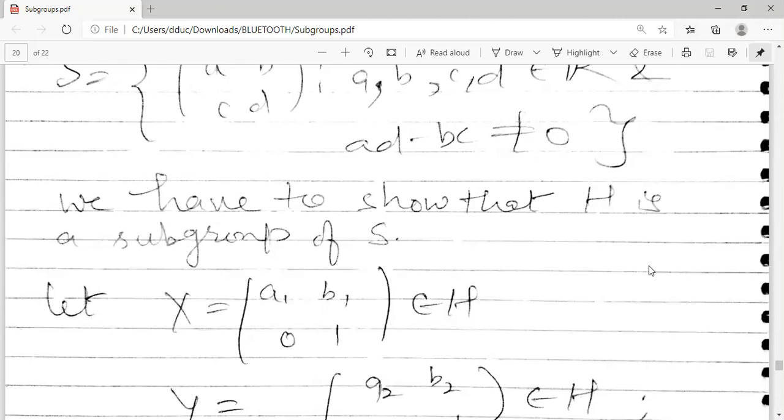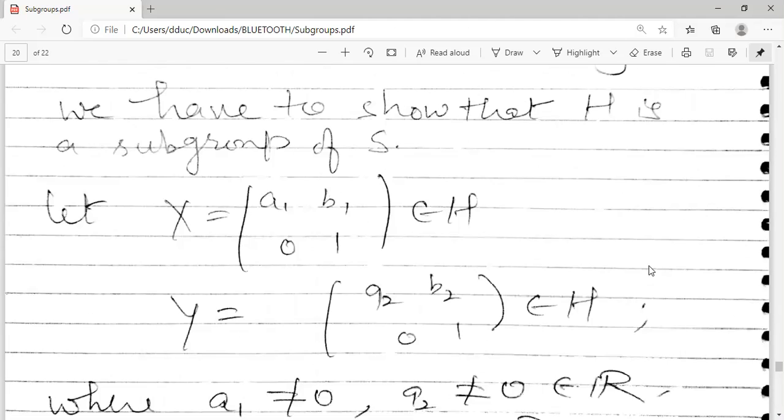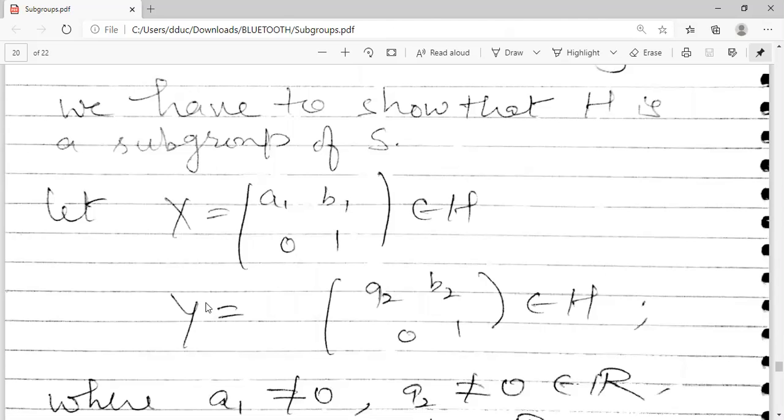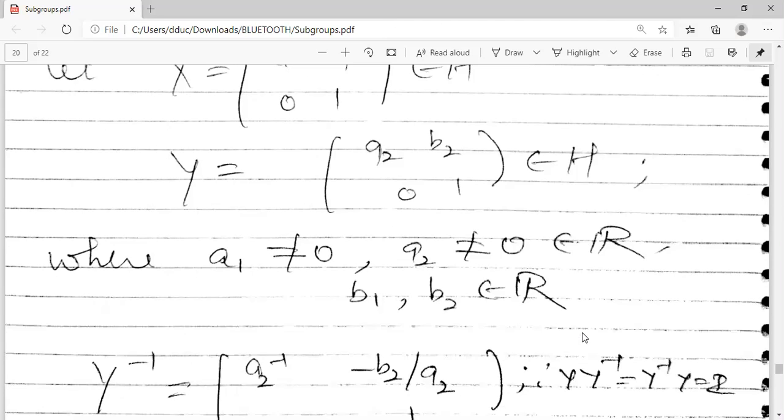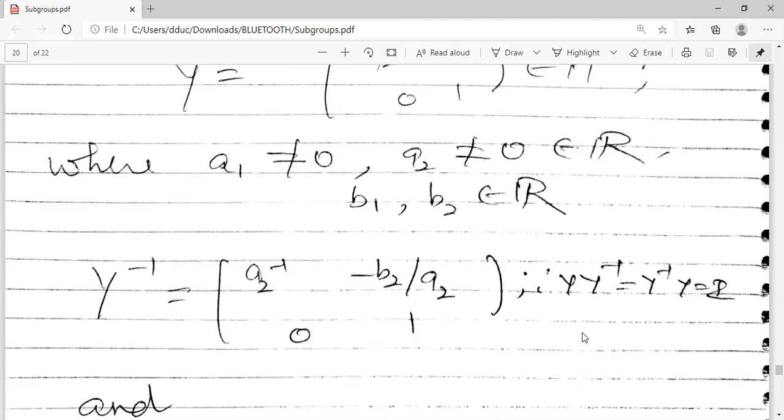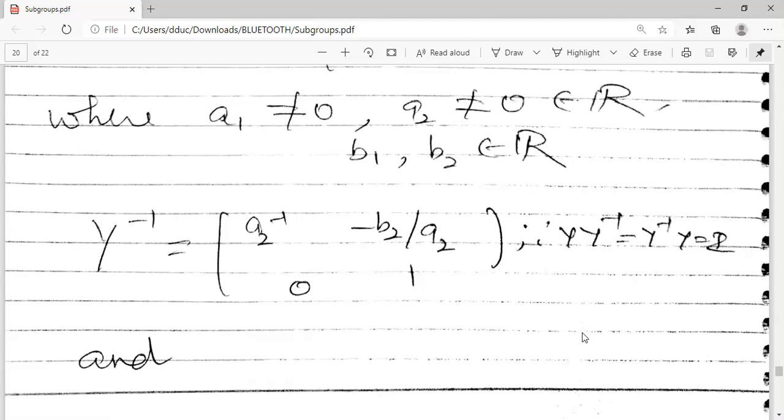Now let these be two elements in H: (a1, b1; 0, 1) and (a2, b2; 0, 1). These are two matrices in H. If they are in H, that means a1 is not equal to 0, a2 is not equal to 0, and b1, b2 are real numbers. Basically, a1 and a2 are non-zero real numbers. And then we are using the one-step subgroup test. First, we are showing Y inverse. What is Y inverse?